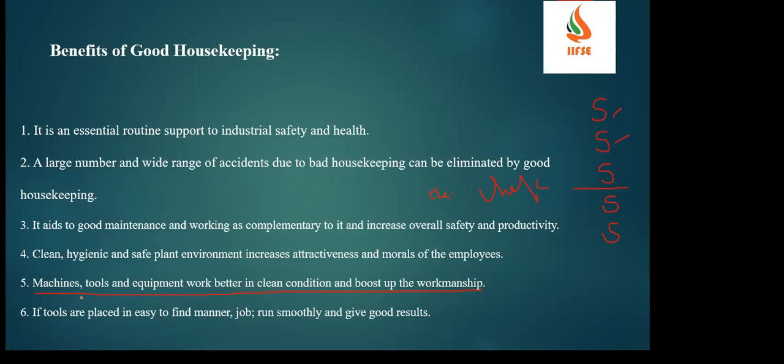So in that case, what will happen? This fifth point will be directly affected. Machines, tools or equipment are working in a clean condition by checking all the parameters, so automatically the workmanship increases, and the quality of the product will increase. So the machine life will increase, and directly or indirectly the productivity also increases. If the tools are placed in an easy to find manner, the job runs smoothly and also gives a good result.